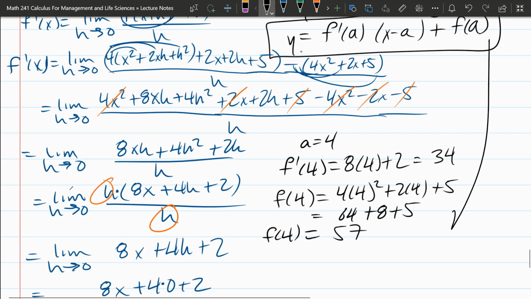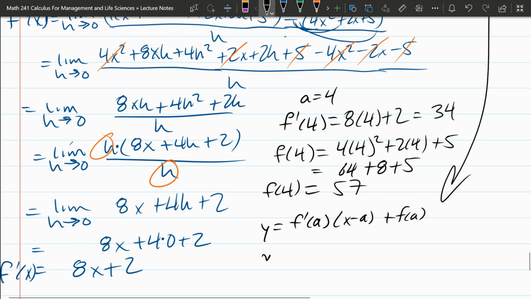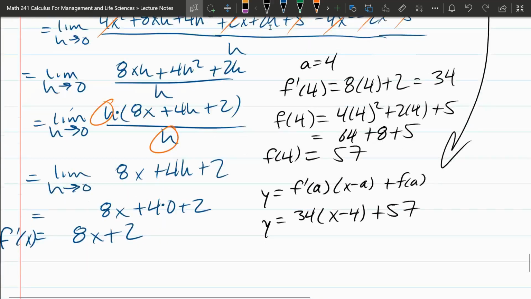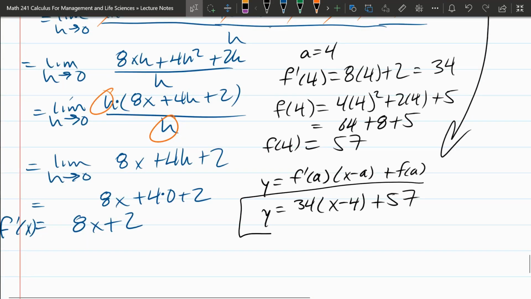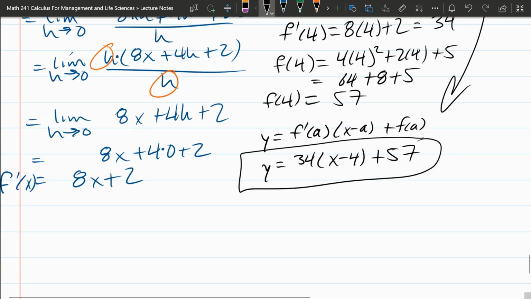Now I'm going to rewrite this. Y equals f prime of a times x minus a plus f of a. So f prime of a is 34 times x minus a, which is 4, plus f of a is 57. So this is our answer here. This is a line in point slope form. You can get it into slope intercept form if you really want to. You distribute this 34x.